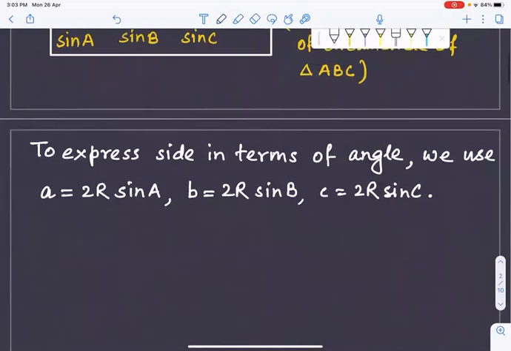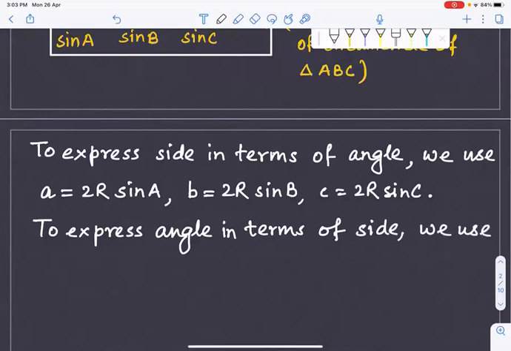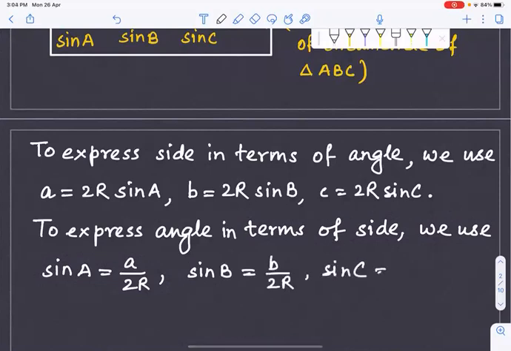And also in reverse way, to express angle, or sine of angle in fact, in terms of side, we use the same relation but in a different way, that is sine A equal to a by 2R, sine B equal to b by 2R, and sine C equal to c by 2R. This is how we use them.